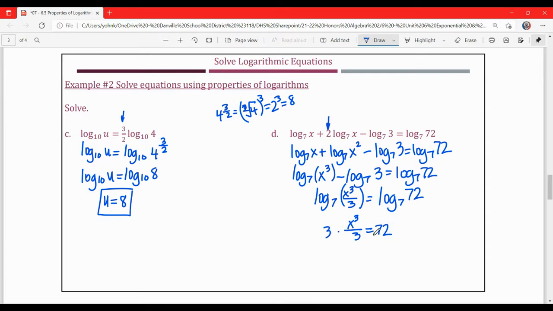I can multiply both sides by 3. That gives me x cubed equals 216. Then I can cube root both sides. And the cube root of 216 is 6.